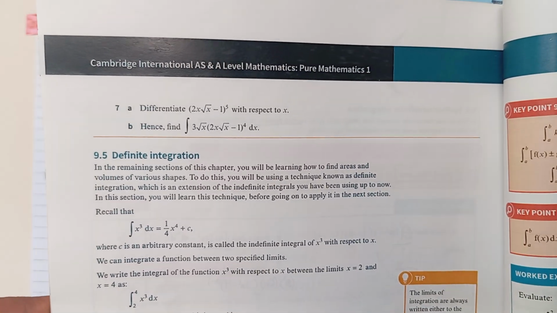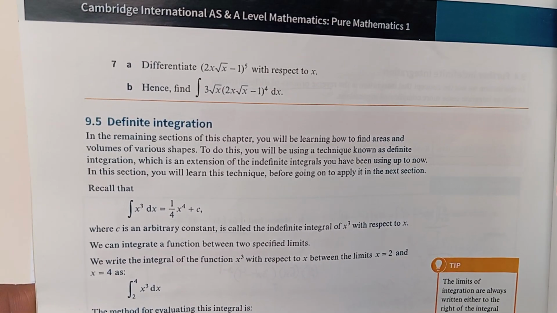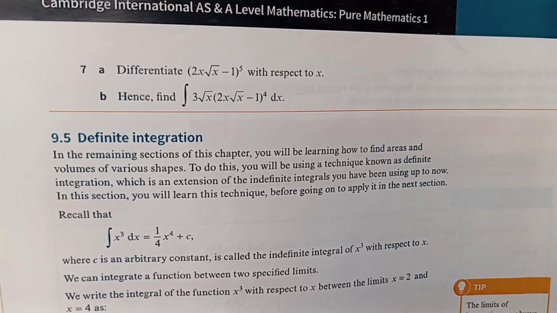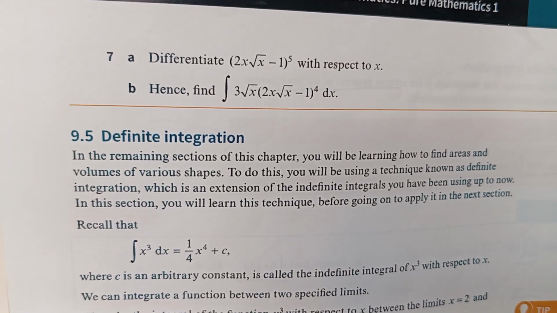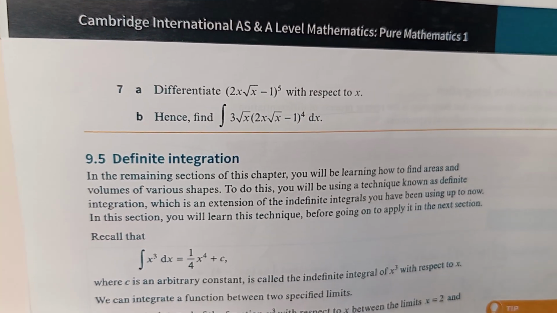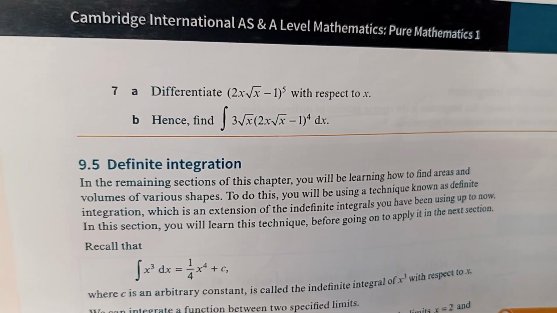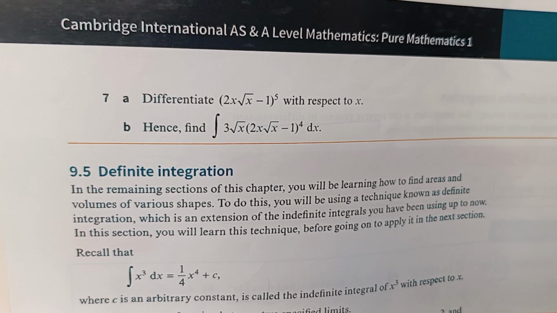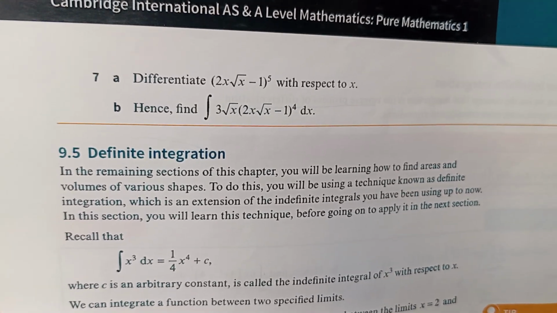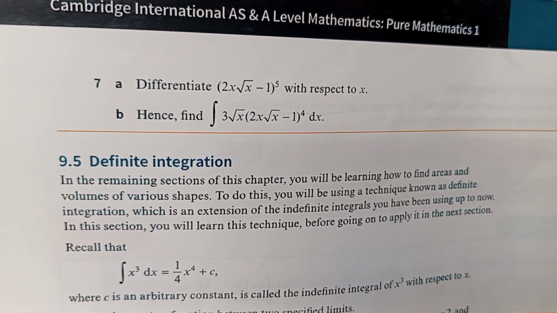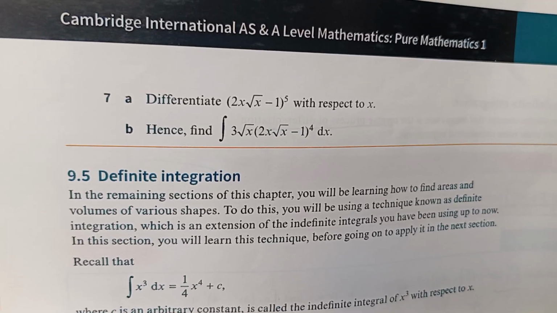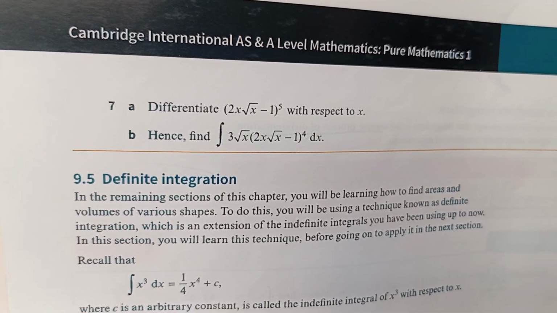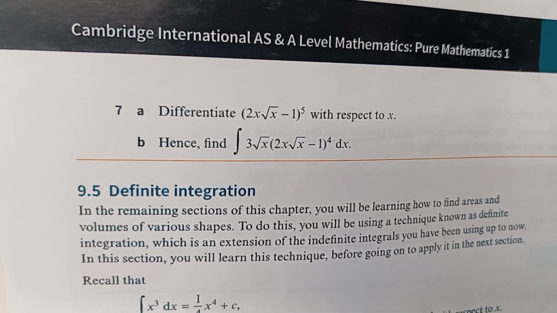So, my dear students, now we are working on question number 7 of exercise 9D. Question number 7 is showing up on your screen. A part is differentiate bracket 2x under root x minus 1 bracket close whole raised to power 5 with respect to x. And the B part is hence find the integral of 3 under root x bracket 2x under root x minus 1 bracket close whole raised to power 4 dx. Okay, so this is question number 7.